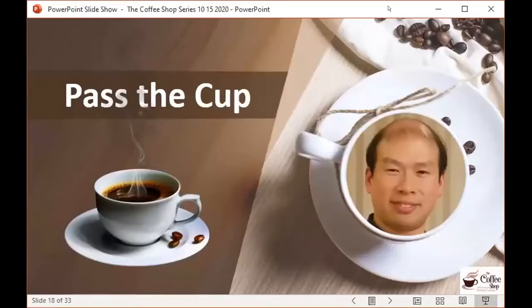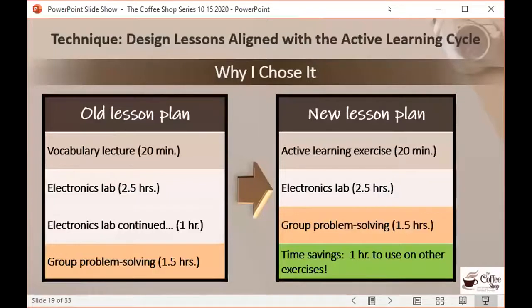All right, thank you very much for having me. So I teach physics and astronomy at Santa Fe College in Gainesville. And today I'm going to tell you about how I used a specific AQ technique that was design lessons aligned with the active learning cycle. And we can go to the next slide. Great. So I chose this technique because I had a problem.